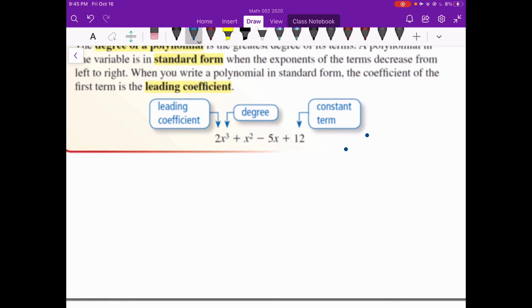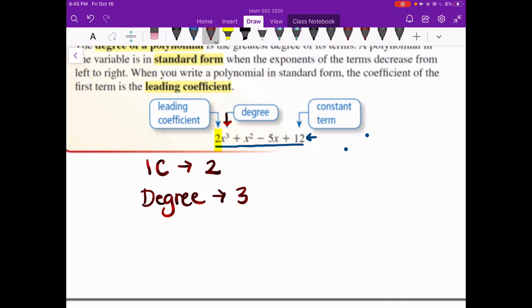Here's a polynomial. I would write it down and label it. The constant term is going to be the number. There's not always a constant term, but it doesn't have a variable next to it. The leading coefficient is the number in front of the variable that has the highest degree, and the highest degree here is 3. So the leading coefficient, or LC, is equal to 2. The degree of this polynomial is the highest number you see in the power, which is 3. And the constant term is the number with no variable.